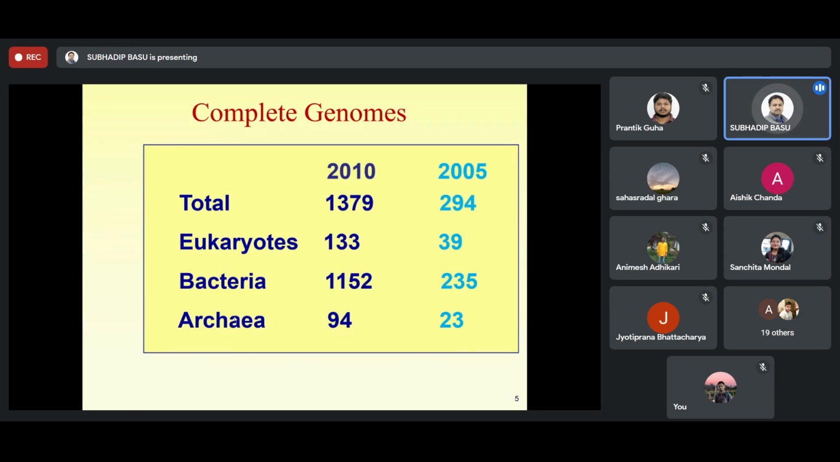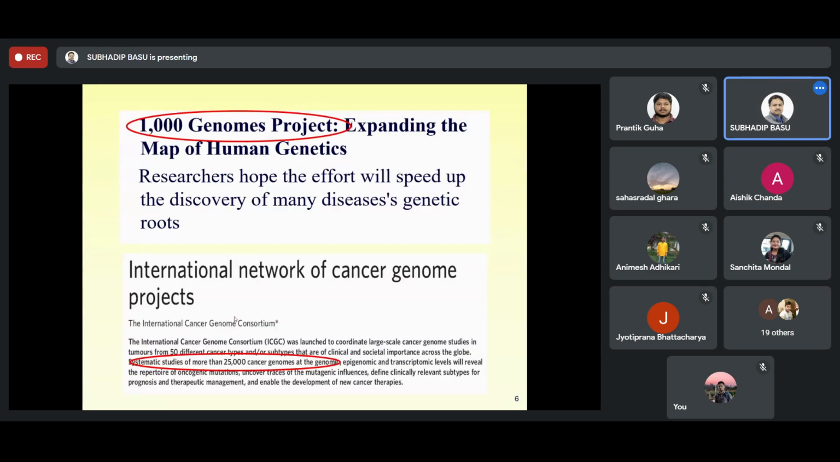Genome sequencing means, in human for example, finding out what information is stored in the chromosome. You can unfold the complete DNA strand and see what is stored in that DNA, what information is stored. For different organisms, you can actually extract that. And there was a 1,000 genome project.